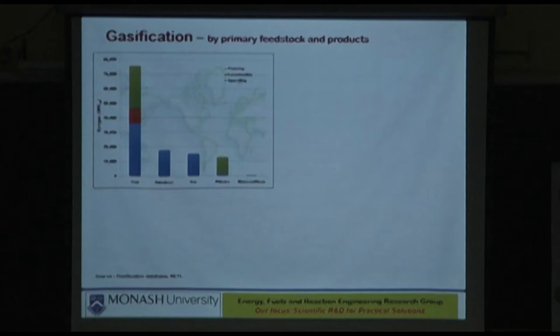the planned capacity can go up and down. Some of the plants remain as planned, but they never see the light of construction at all, for all sorts of reasons, particularly economics and policy from the governments. But the one important fact here is that coal still was the major feedstock amongst everything.